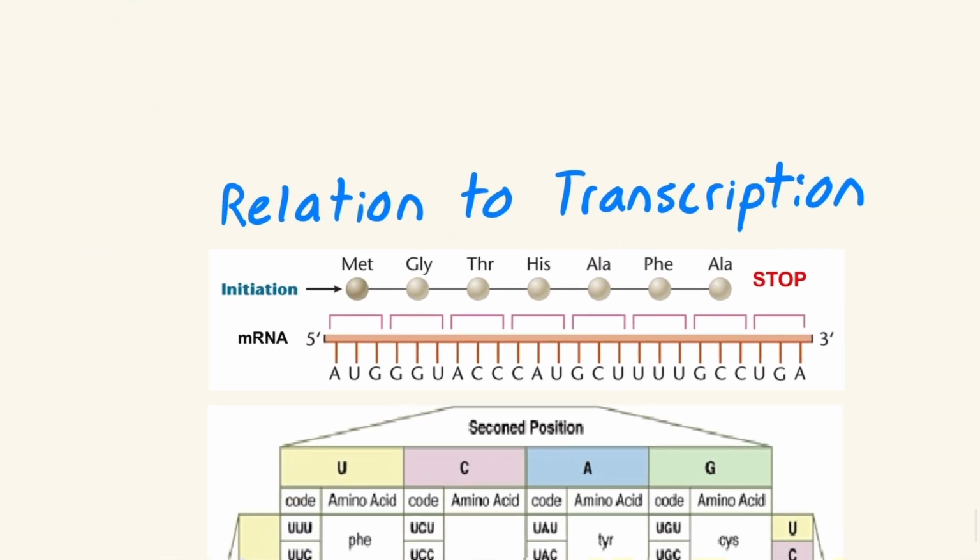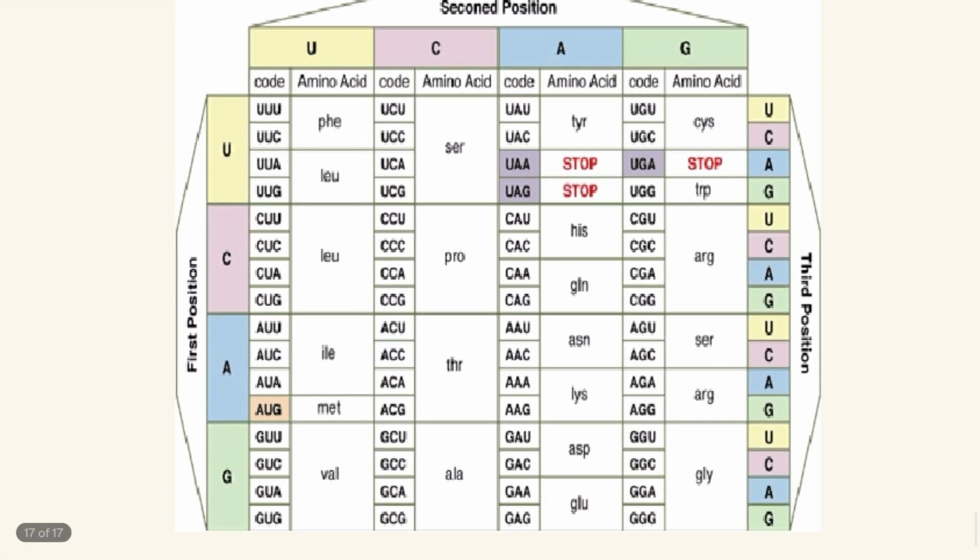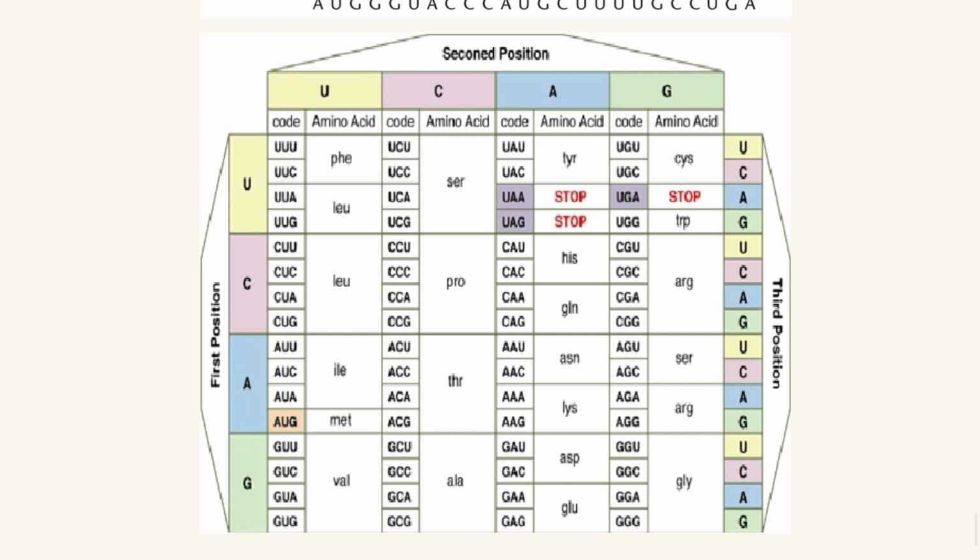So whenever we do transcription, the DNA is transcribed into mRNA. mRNA is a sequence of nucleotides, and three nucleotides makes up one codon. And these codons from this mRNA transcribe an amino acid. This chart right here shows all of the possible amino acid codon relationships.